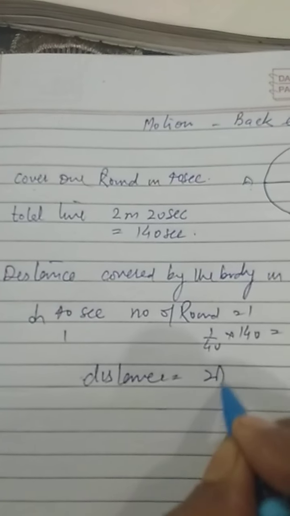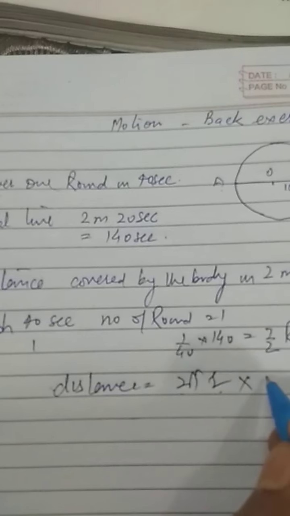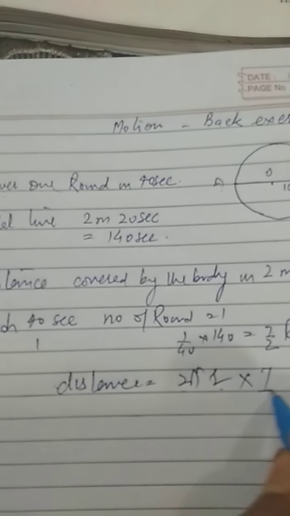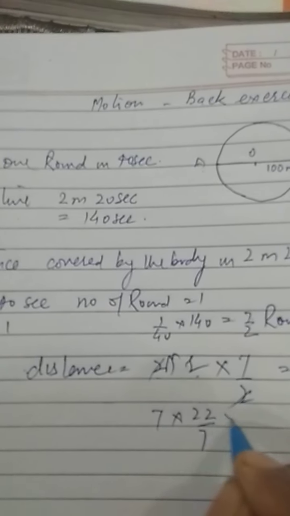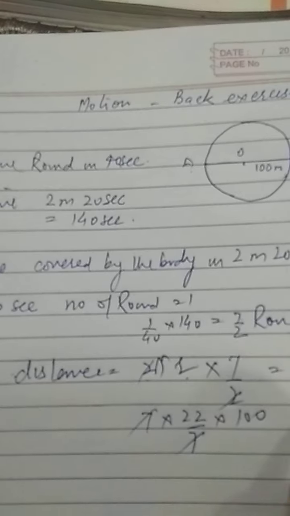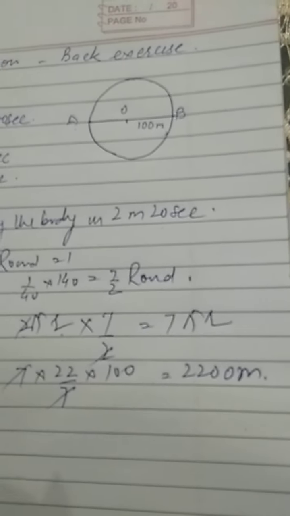So the distance is, in one round, the distance covered is equal to the circumference, that is 2 pi r, and in 3.5 rounds, meaning 7 by 2 rounds, it is equal to 7 pi r. You know the value of pi, 22 by 7, and radius is 100. So the distance covered by the body is 2200 meter.